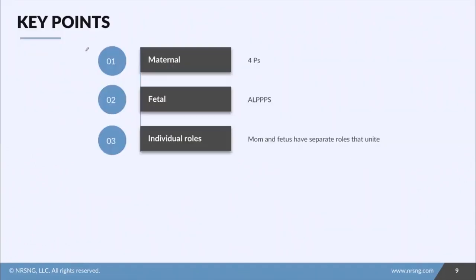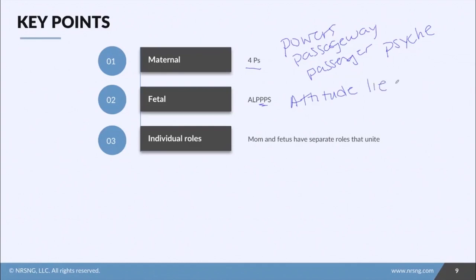All right, let's review our key points and bring all our pieces together. So the 4 Ps, that's our maternal piece. Our 4 Ps are going to be our powers, our passageway, our passenger, and our psyche. ALPS with our 3 Ps there is going to be our attitude, and this is our fetus, our lie, our presentation, the presenting part, and our position, and our station.